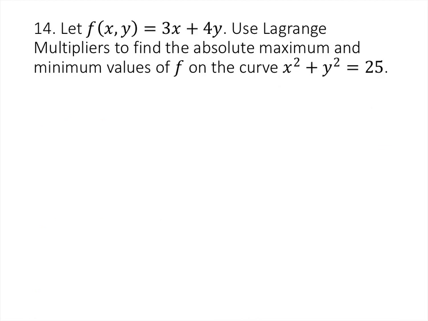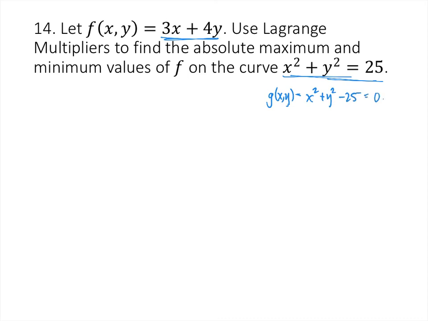Last question is a Lagrange multipliers question. So we're given an objective function, 3x plus 4y, that's our objective, and then our constraint is x squared plus y squared equals 25. Remember that we normally rewrite that constraint so that it looks like g of x, y equals x squared plus y squared minus 25 equals 0.